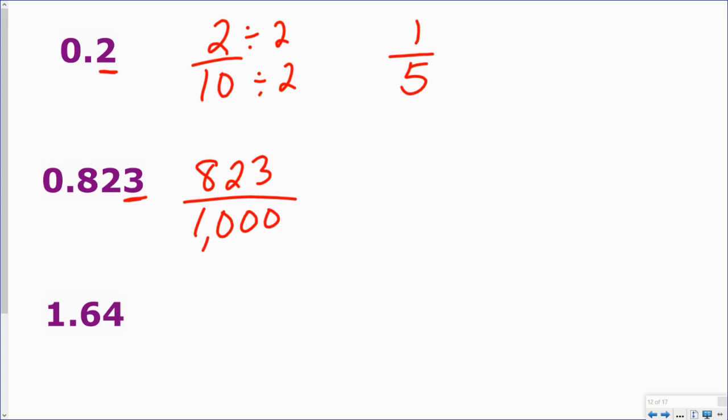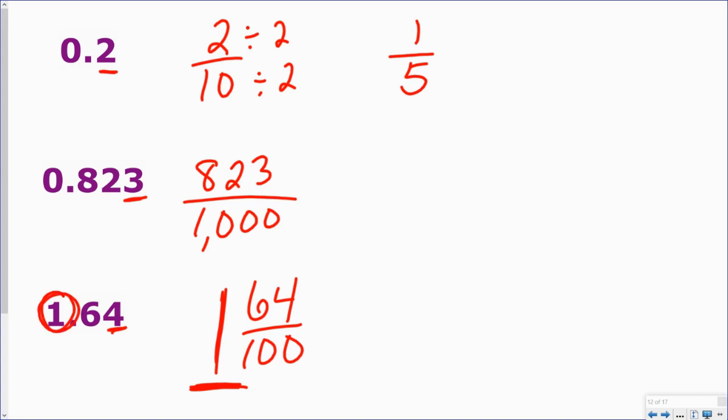And then the last one here, I have 1 and 64 hundredths because the 4 is two spaces after the decimal. So when I write that, I would have 1 and 64 hundredths. Again, I have my whole number here because I have a whole number here. Now, with the 64 hundredths, I can divide both of these by 4. And so I end up with 1 and 16 over 25.